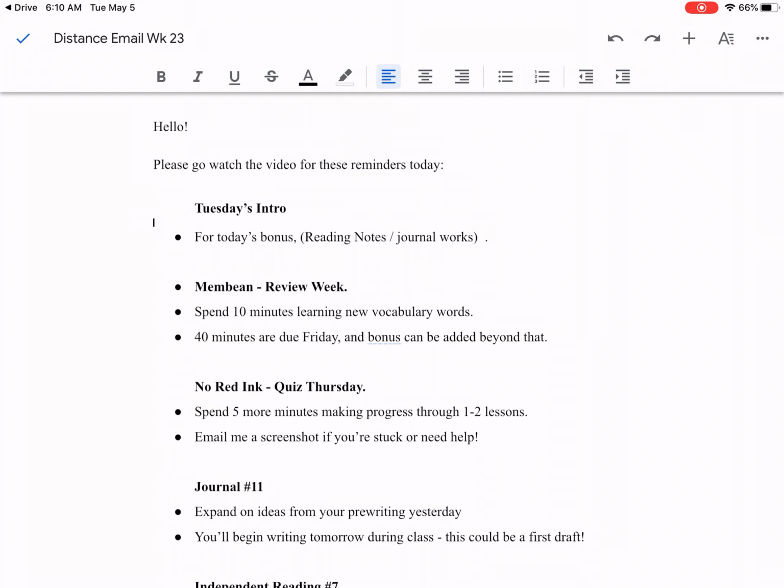Let's go ahead and keep some good momentum. Keep getting the work posted. Keep checking in with me if you have questions. Let's look at what you're doing today.